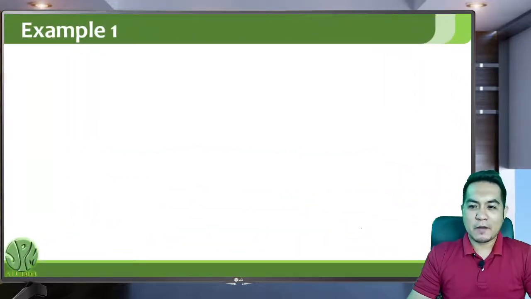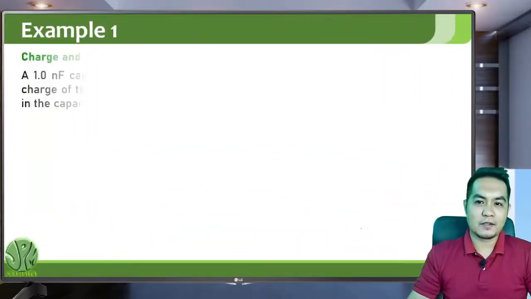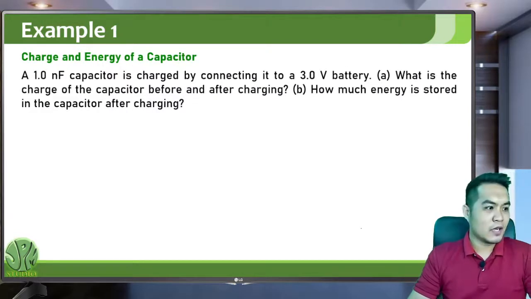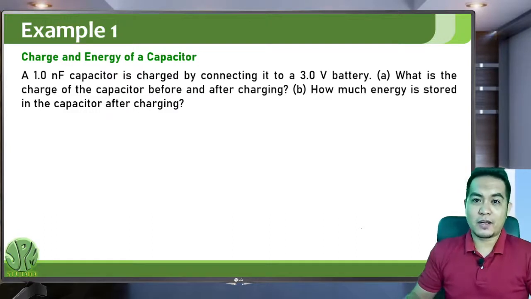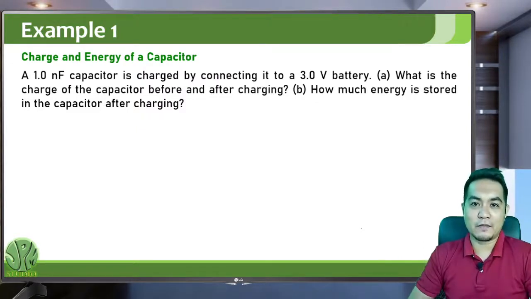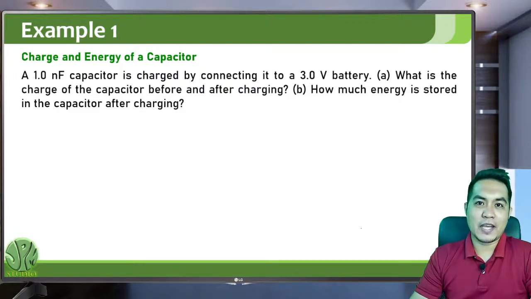Okay, so let's now have an example for these lessons. Example number one: charge and energy of a capacitor. A 1 nanofarad capacitor is charged by connecting it to a 3 volt battery. That's how you charge a capacitor: you connect it to a source of energy. In this case, our source of voltage is a battery with a voltage of 3 volts. What is the charge of the capacitor before and after charging, and how much energy is stored in the capacitor after charging?